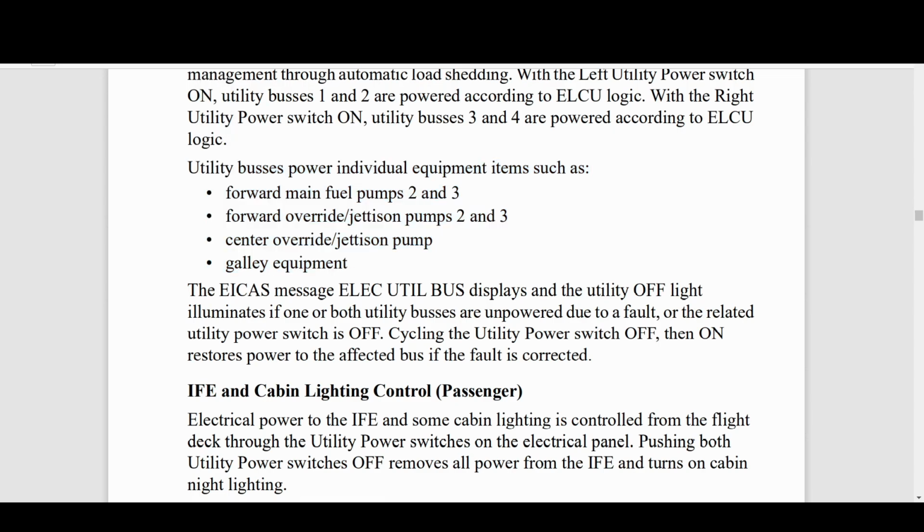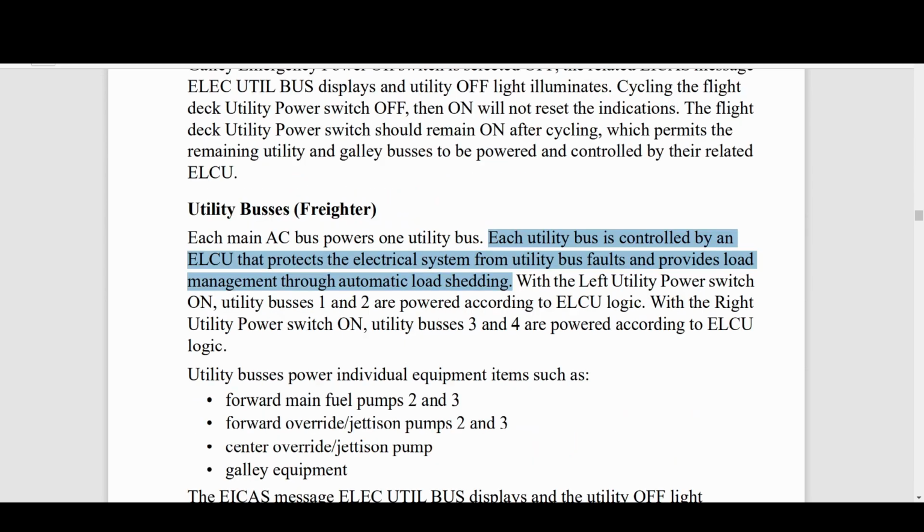Describe the electrical load shedding process. Each utility bus is controlled by an ELCU that protects the electrical system from utility bus faults and provides load management through automatic load shedding.